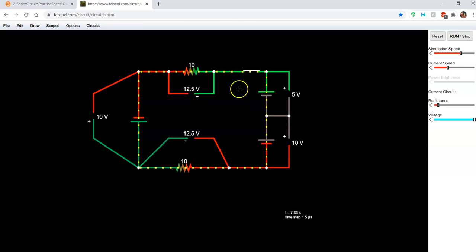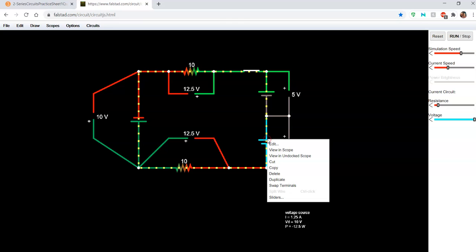We can see that as well from the resistors, because in a series circuit, the total voltage is going to be equal to the sum of all the voltages around the closed loop. So 12.5 on that resistor plus 12.5 on this resistor give us a total voltage of 25 volts.